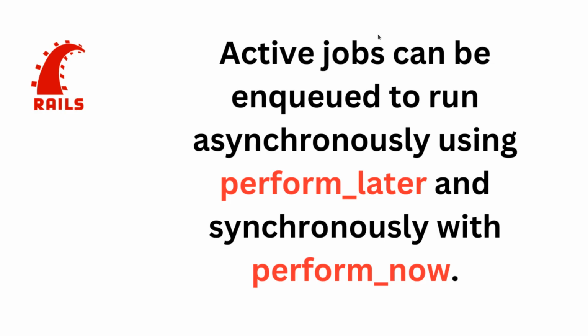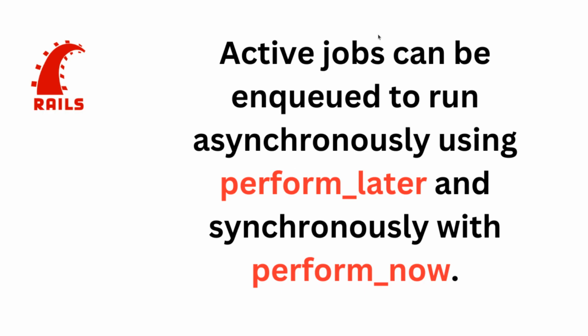Now you can see this perform later and perform now. All the active jobs have at least one action, that is perform. And that perform action accepts a lot of attributes, based upon the attributes that you want to use to perform some calculation. So it takes those attributes and then produces some results. And there are two ways to perform a job: perform later and perform now.